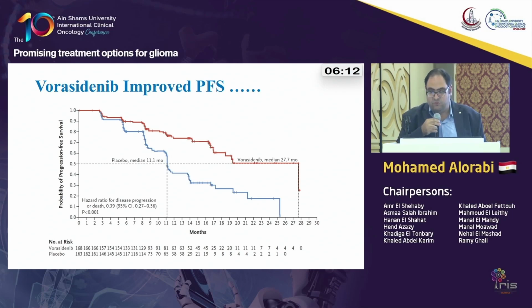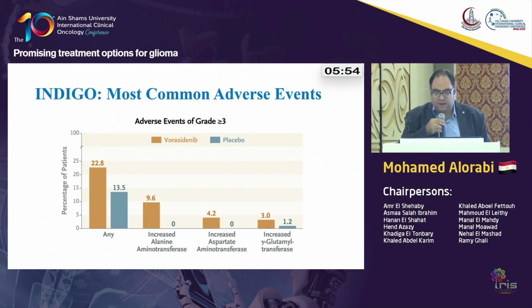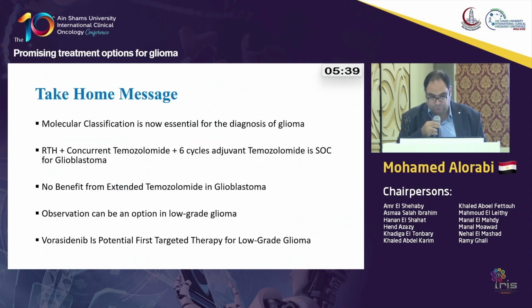The median progression-free survival is 27.7 months for vorasidenib in comparison to 11.1 months for the placebo. Also, vorasidenib delayed time to the next intervention, not reached with vorasidenib in comparison to 17.8 months in the placebo. Most common adverse events were mainly hepatic toxicity, increase in ALT levels, increase in AST, and increase in gamma-glutamyl transferase. Otherwise, treatment with vorasidenib was well tolerated.